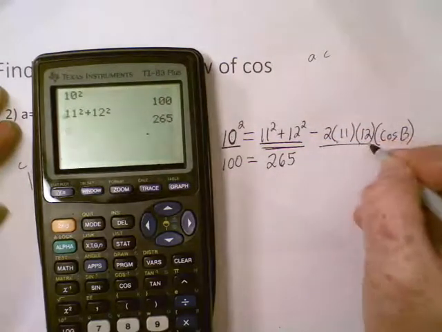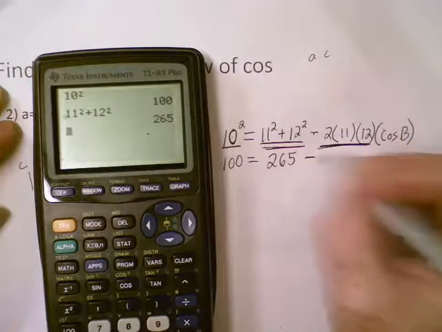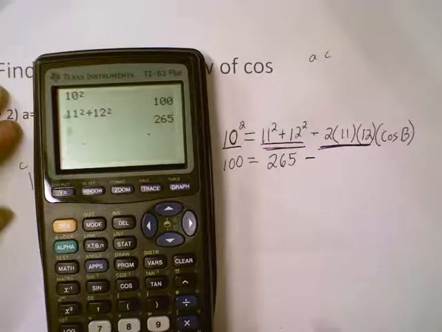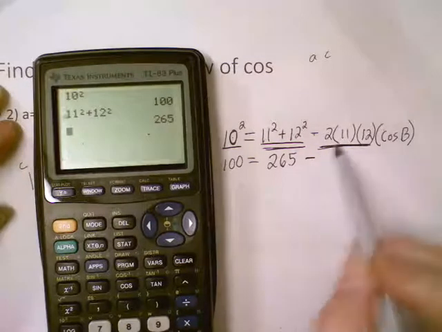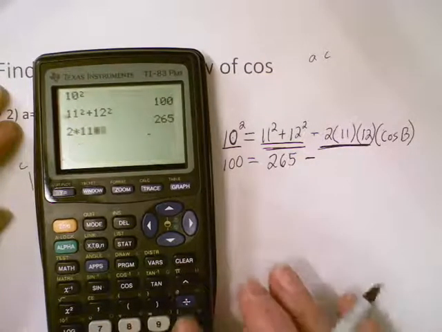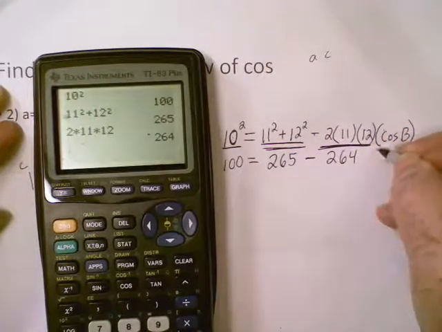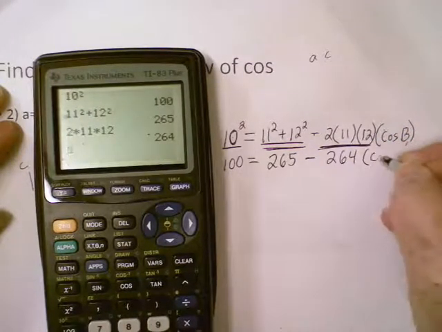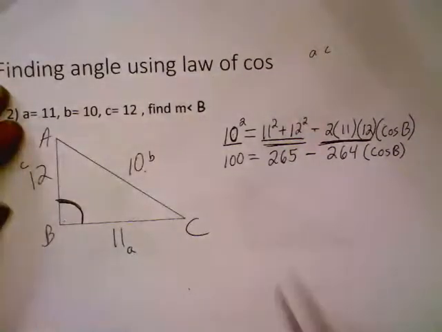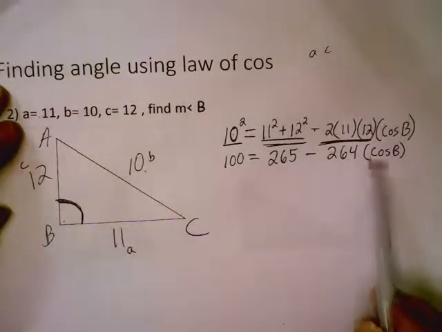Then I do this part. It's going to be minus, unless one of these happens to somehow be a negative, which it probably won't be. So it's going to be minus there. 2 times 11 times 12. And I write down that answer. And it's still times the cosine of B out here, hasn't changed yet. So now my equation looks like this. 100 equals 265 minus 264 times cosine of B.